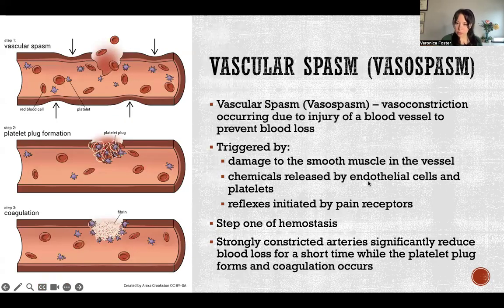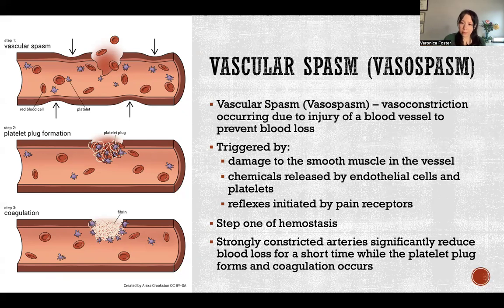Vascular spasm, also referred to as vasospasm, is really still vasoconstriction. It's still the narrowing of the lumen of the blood vessel, but in this case, it's in response to injury of a blood vessel. So in this case, the purpose is to reduce the blood flow to that vessel so that we reduce how much blood we're losing from the broken vessel. So it's triggered by damage to the smooth muscle in the vessel. It'll cause the surrounding smooth muscle to contract and close the vessel.